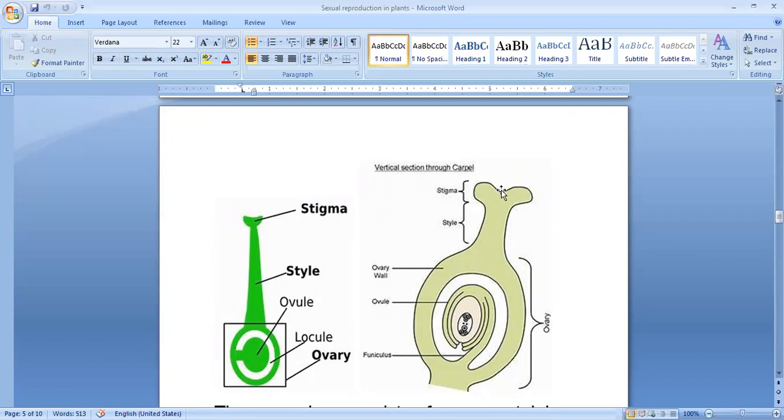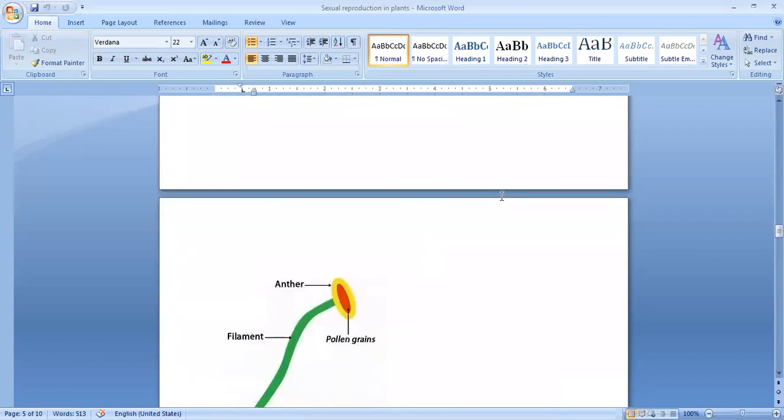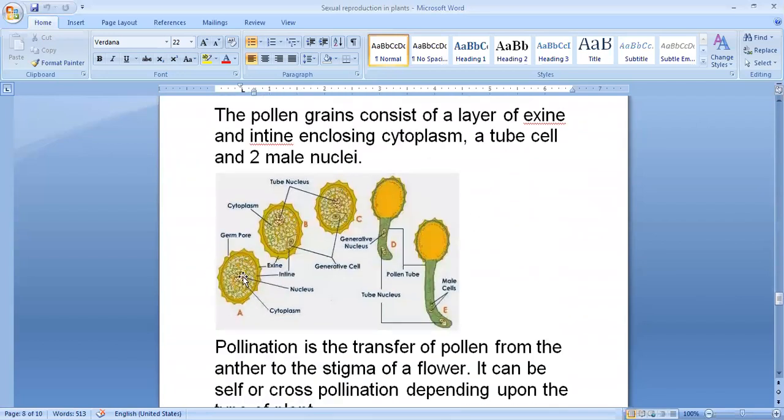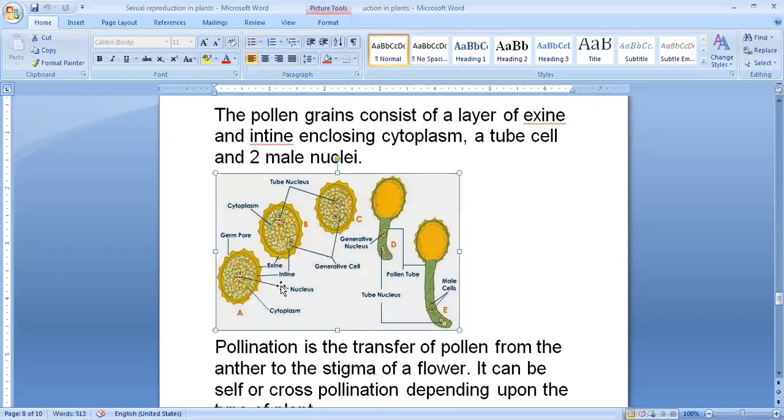When it comes over here, whether it is self-pollination or cross-pollination, the pollen grain consists of a double layer. The outermost layer of the pollen grain is known as exine. The innermost layer is called intine. Inside this pollen grain, there is one nucleus.